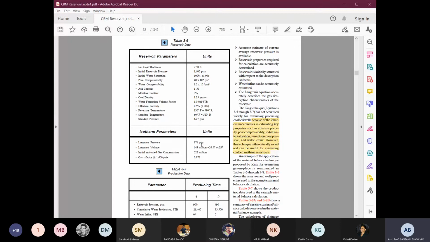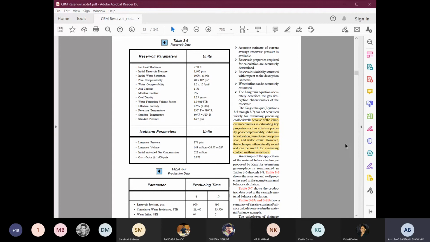And the Langmuir pressure is defined as the pressure corresponding to 50% of the total volume. The Langmuir pressure does not have the same definition as the Langmuir volume; it is the pressure corresponding to 50% of the total Langmuir volume. That means at 50% of VL, the Langmuir volume, whatever pressure is shown, that pressure is known as the Langmuir pressure.